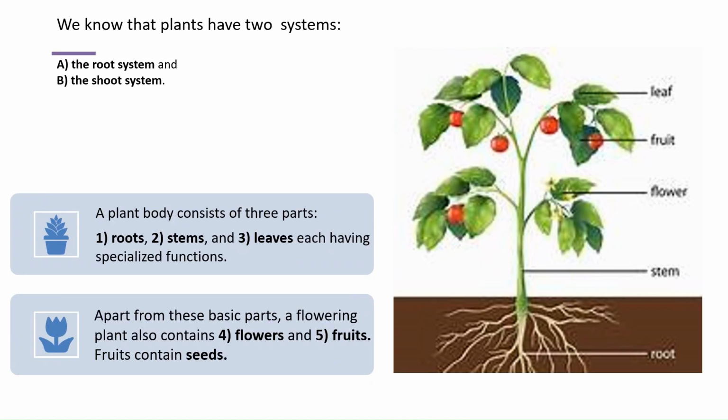Let us look at what we know already. We know that plants have two systems, the root system and the shoot system. We also know a plant body consists of three parts mainly, that is the root, stems, and leaves, each having specialized functions. Apart from these three basic parts, a flowering plant can also contain flowers, fruits, and seeds.